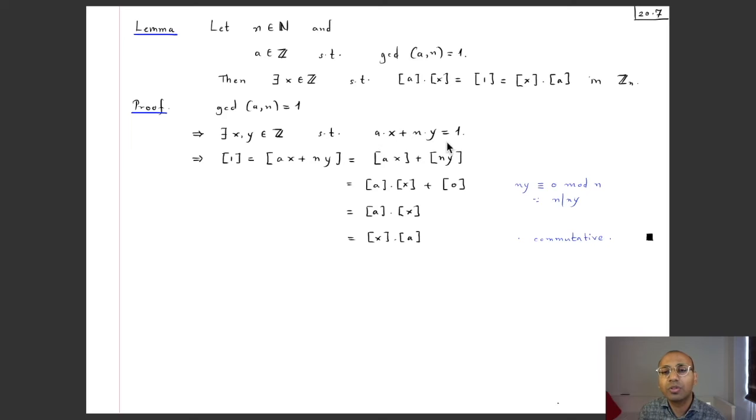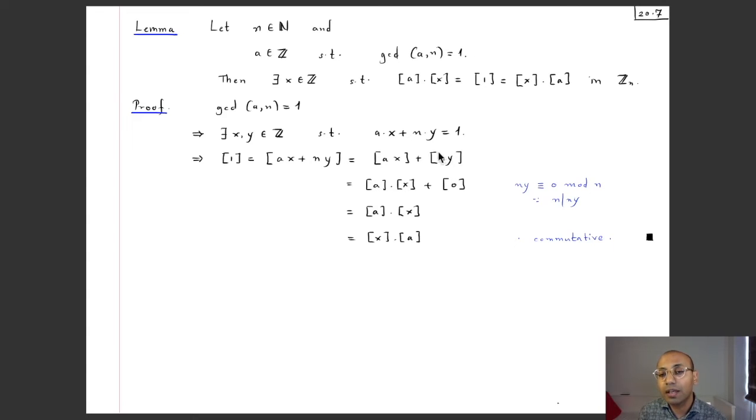In other words, the Bezout equation is satisfied with this GCD 1. So the equivalence class containing 1 is equal to the equivalence class containing ax plus ny, because 1 is just ax plus ny. And by the definition of addition modulo n, this is the equivalence class containing ax plus the equivalence class containing ny. And the equivalence class containing ax, by the definition of multiplication modulo n, is the equivalence class containing a multiplied by the equivalence class containing x.